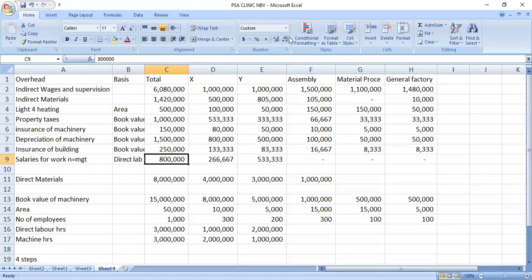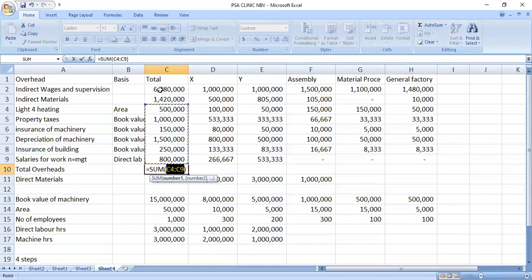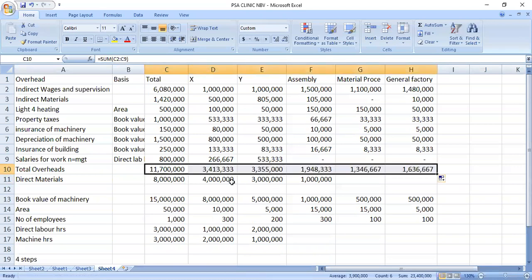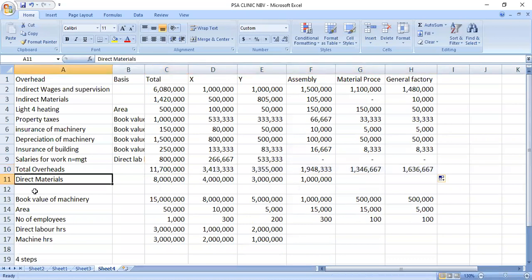Okay, so then you add total overheads. Total overheads, just add overheads alone first. So you have that. And then you attach direct material to get the total production.